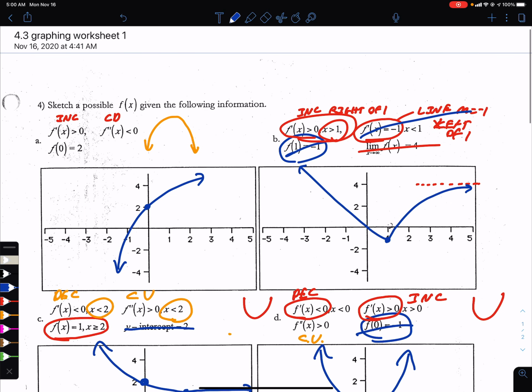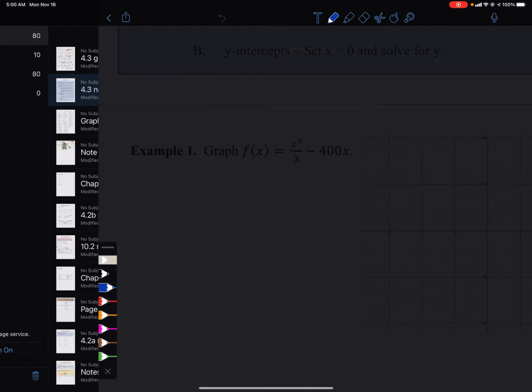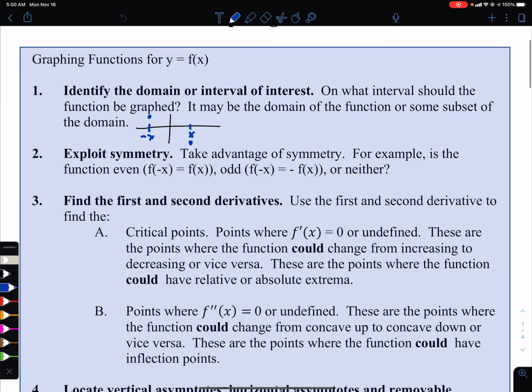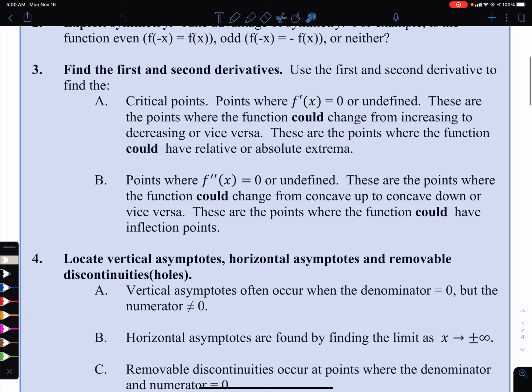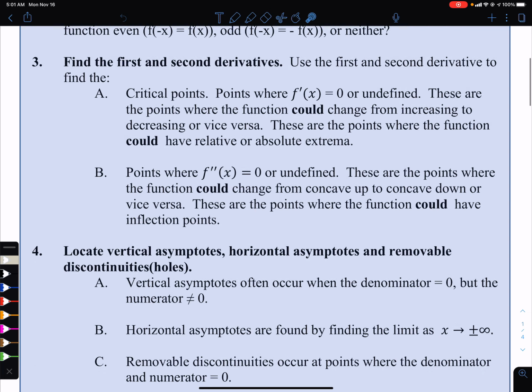Okay? Now let's go back to what we were doing and see how this all ties together. So that's why we need to find the first and second derivative. We need to check regions of increasing, decreasing, concave up, concave down, inflection points, relative max and mins, and you can see how all that will lead to understanding what the graph looks like.